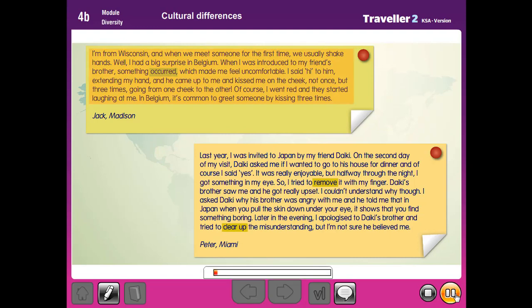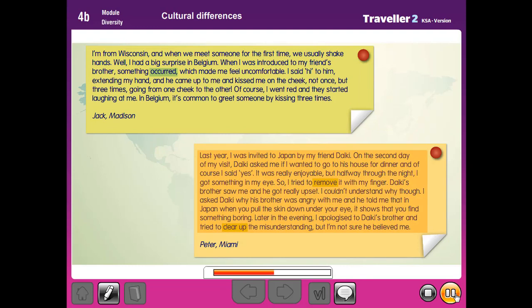I'm from Wisconsin, and when we meet someone for the first time, we usually shake hands. Well, I had a big surprise in Belgium. When I was introduced to my friend's brother, something occurred which made me feel uncomfortable. I said hi to him, extending my hand, and he came up to me and kissed me on the cheek. Not once, but 3 times, going from one cheek to the other. Of course, I went red and they started laughing at me. In Belgium, it's common to greet someone by kissing 3 times. Jack Madison.